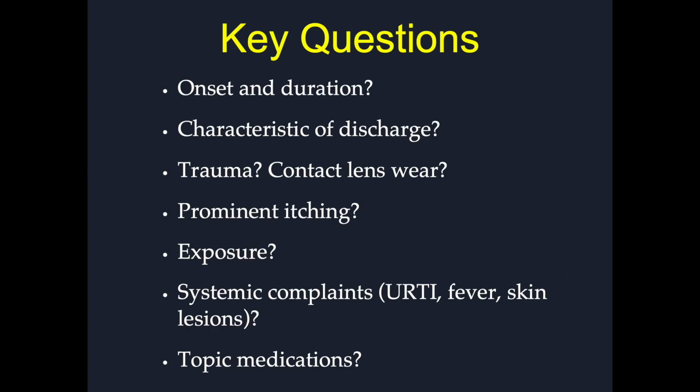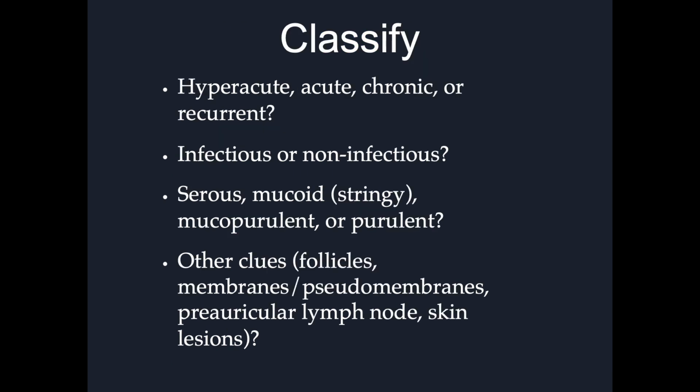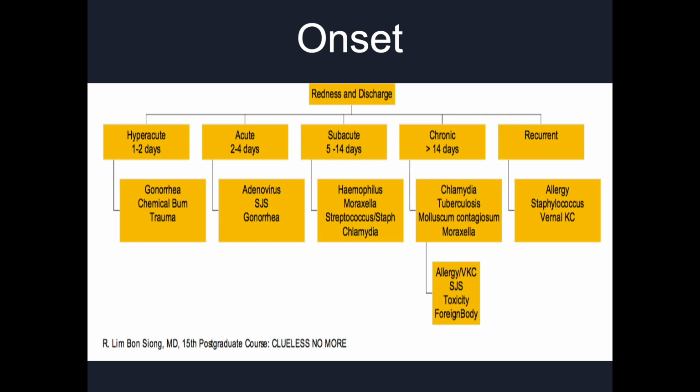Take note of the key questions: the onset and duration, the characteristic of the discharge, if there was any trauma, if the patient was wearing contact lenses, if there is prominent itching, any exposure or systemic complaints, or the use of topical medications. With that in mind, we can classify this type of conjunctivitis, whether it's hyperacute, acute, chronic, or recurrent, whether it's infectious or non-infectious. Again, these will help us categorize the type of conjunctivitis and plan our management. In this busy slide, you may need to pause the video so you could study and see for yourself how different clues will help you determine the type of conjunctivitis.